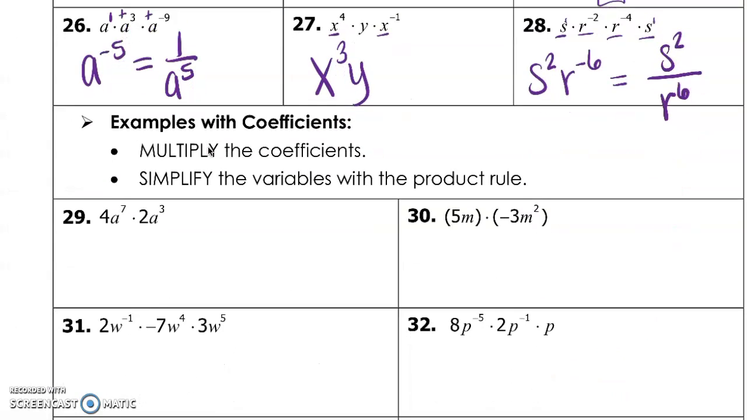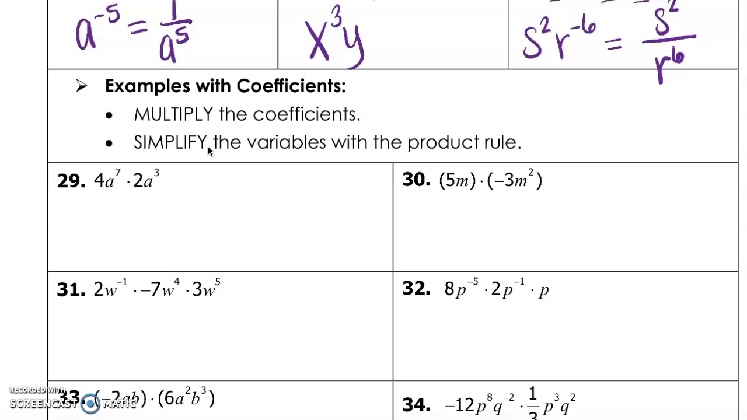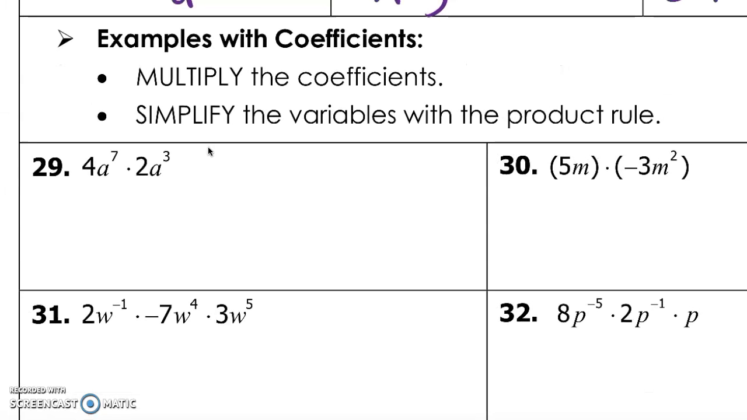What gets a little bit trickier is when you have both big numbers and variables and exponents. So if you look at 29, our big numbers, the official word for them is coefficients, 4 and 2. You need to multiply those numbers. So 4 times 2 gives me 8. Then those can go away. Then it becomes a, 7 plus 3 is 10. So 8a to the 10th. Multiply your coefficients, your big numbers, add your little numbers. Don't forget the variable with it.